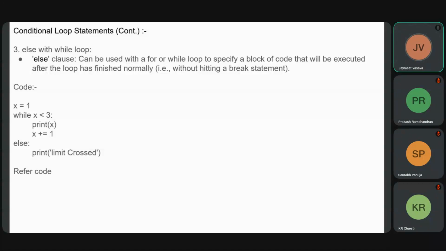So for x equals 1, using a while statement, while x is smaller than 3, print x and increment the value of x. We will keep on incrementing the value of x till it's smaller than 3. So it's just 1 and 2. So let's see their executions.